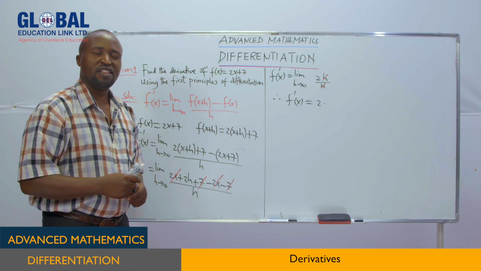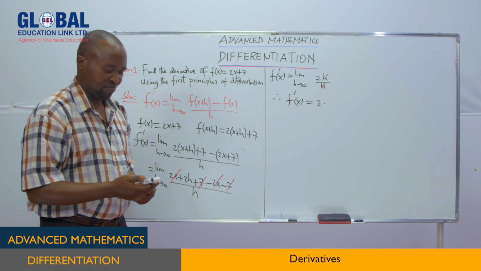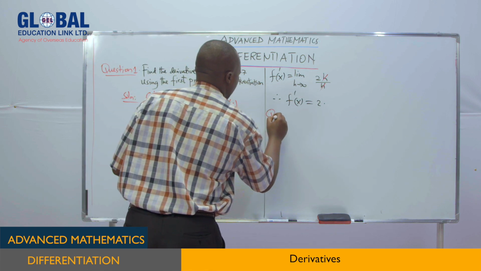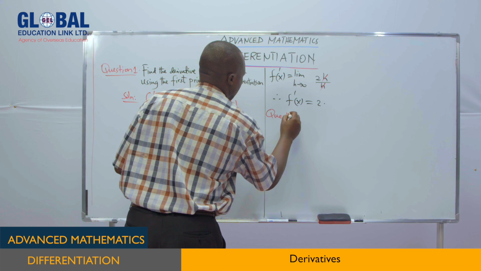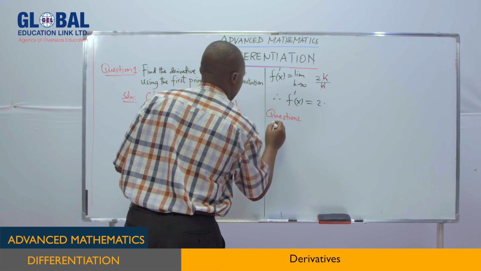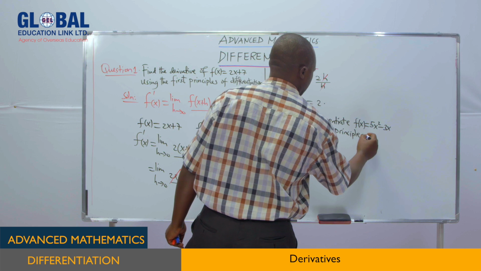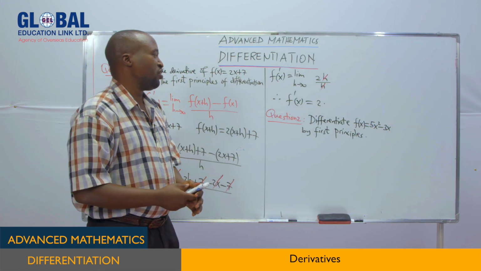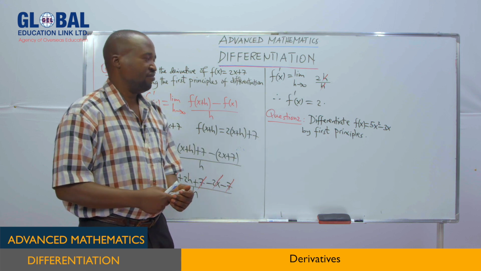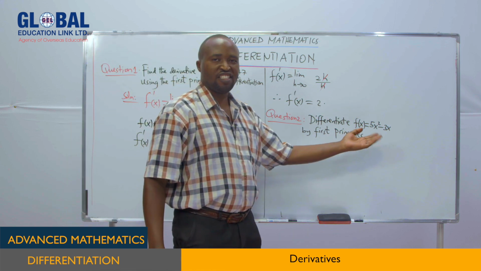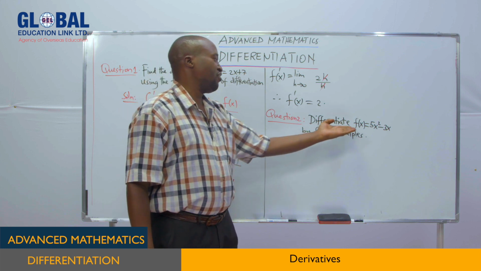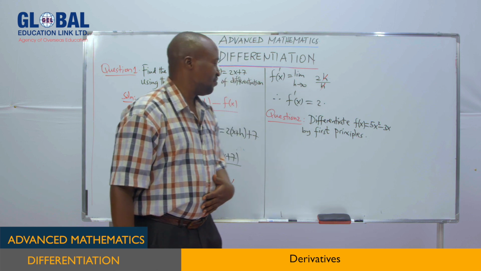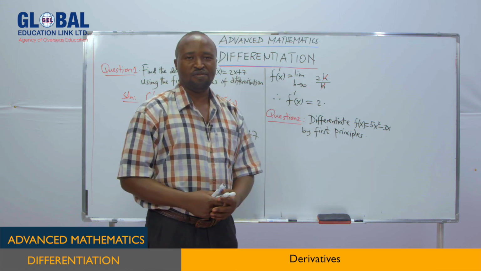Let us proceed with the second review question, that is question 2. So, my dear student, you have the second review question. This time we have a quadratic function. That is, differentiate f of x is equal to 5x squared minus 3x by first principle.